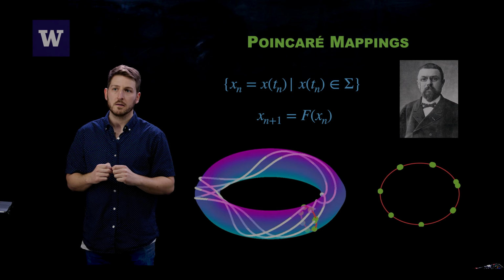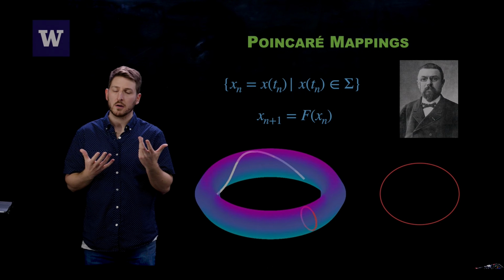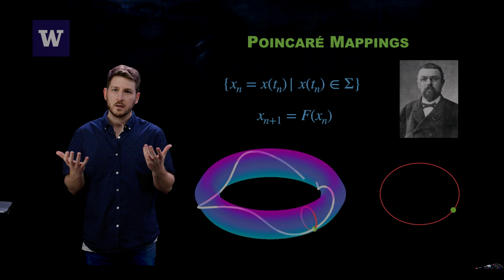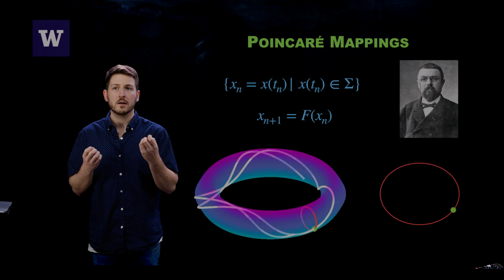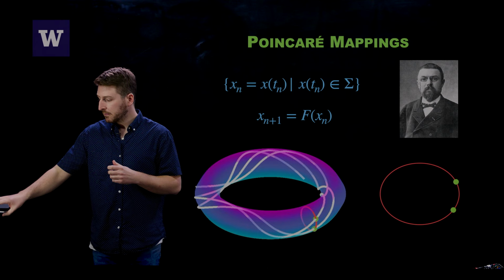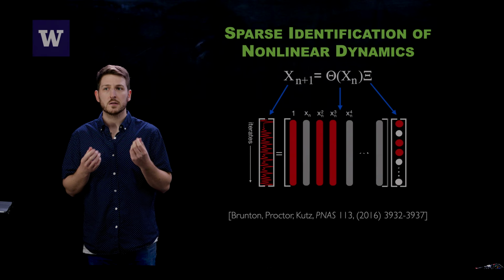The example that I'm showing you right here is for a torus, where you can see that we are allowing ourselves to flow around in one direction and having a transverse cut and simply tracking where we wind up on that cut. Now, the issue with using Poincaré mappings is that if I give you any general dynamical system, there is almost no way for you to generally come up with what the corresponding Poincaré mapping could be.